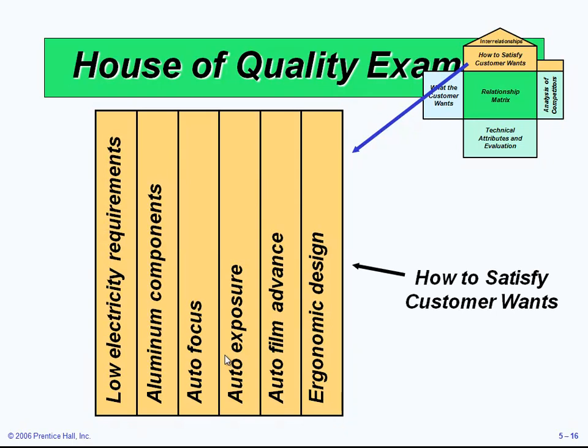Now let's find how we can satisfy customer wants. For the reliability, we have low electricity requirements. For the weight, we have aluminum components. For the easy to use, we have auto focus, auto exposure, auto film advance, and we have an ergonomic design that will help in holding it and in the other functionalities or the other needs of the customer.